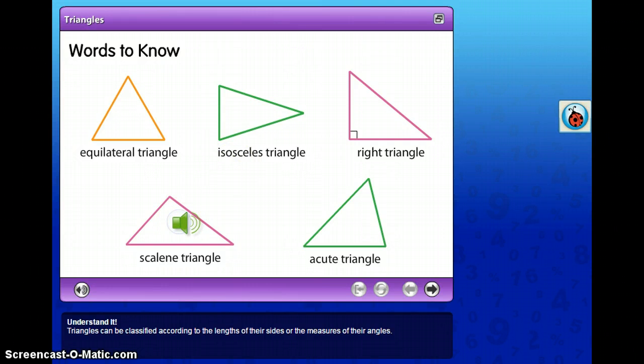What about scalene? Scalene triangle. Abby? None of the sides are the same. No sides are the same. No sides are equal. A right triangle is called a right triangle.